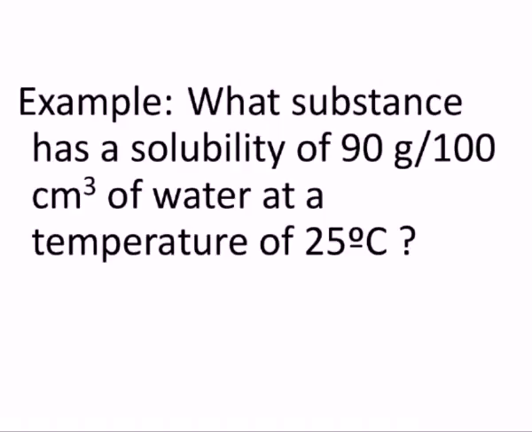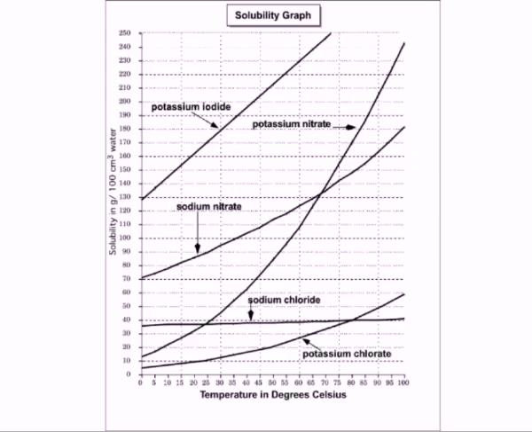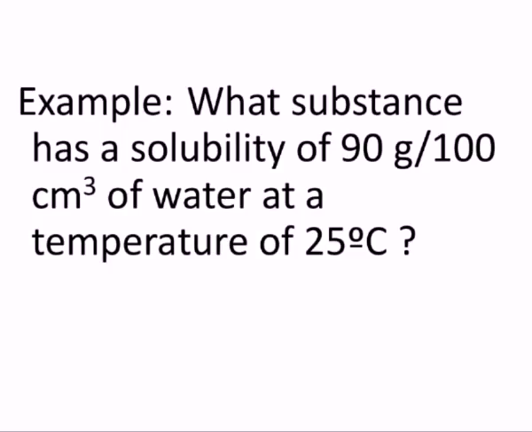Okay? So here's our example. You're going to look at your graph. I'm going to show one up here in just a second. It says, what substance has a solubility of 90 grams per 100 centimeters cubed, or 100 grams of water at a temperature of 25 degrees Celsius. So here we go. We're going to go to our graph. This is not in your notes, so you're just going to do this and look at it on your note sheet, the solubility curve that I gave you. So we have 90 grams and 25 degrees Celsius, guys.